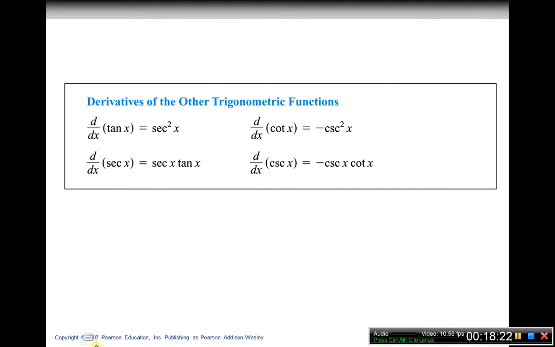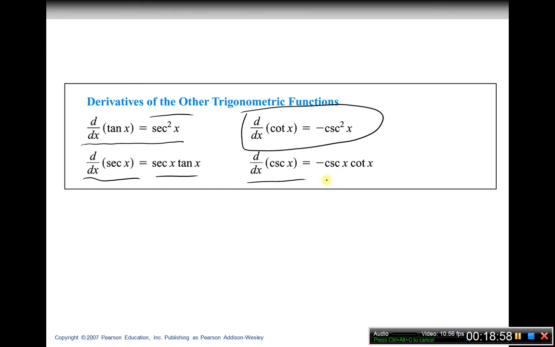Now to round this subsection out, we're going to look at the derivatives of several other trig functions. We will not prove each one of these, but we will prove the one for the derivative of the tangent of x, which will be secant squared of x. The derivative of cotangent of x, you'll see, is minus cosecant squared of x. The derivative of secant of x is secant of x tangent of x, and the derivative of cosecant of x is minus cosecant of x cotangent of x.